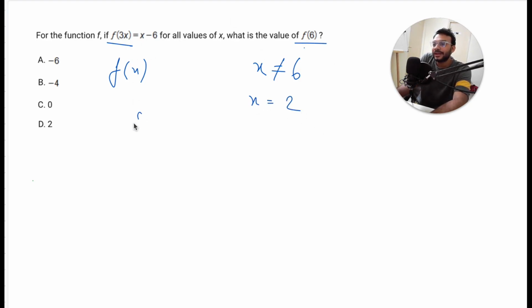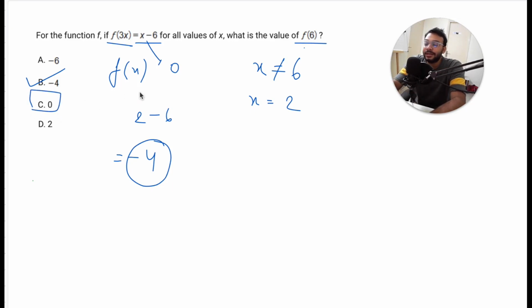So it's 2 minus 6, which is negative 4. Negative 4 is the correct answer. But if you put x is equal to 6, 6 minus 6 is a 0. That option also they've given, because a lot of people might make that mistake where they put x directly as 6 since they're asked f of 6. But the key here is to look at this, f of 3x. So 3x is equal to 6, not x equal to 6.